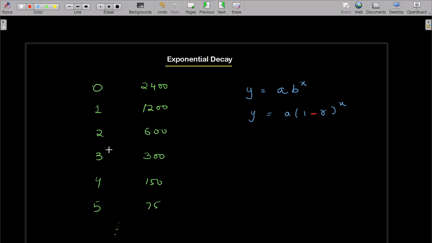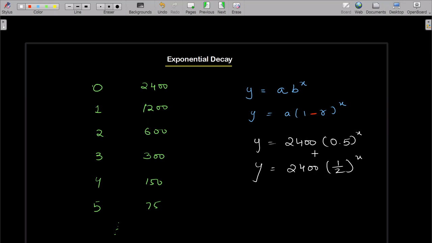So would y be equal to 2,400 times 0.5 to the power of x? Yes, that's correct. Y will be equal to 2400 times 0.5 to the power of x. That is absolutely correct. Or y is equal to 2400 times 1 half raised to x. Both of them are correct.